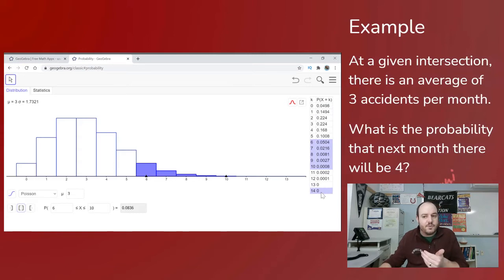Now it stops at 14 because once you hit there, it's just going to repeat 0 forevermore after that because the probability is so low that they're like, all right, it's not really even worth mentioning because it's such a small probability beyond that point.